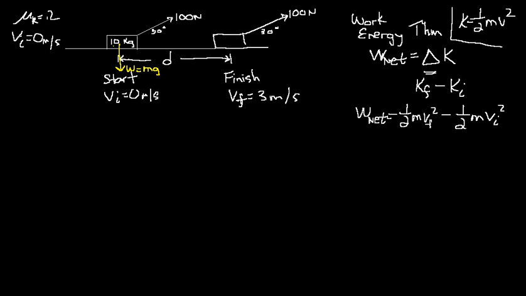So let's calculate the weight. 10 kilograms times little g, which is 9.8. 10 times 9.8 is 98 newtons. And you all should know that by now. If I use 10 kilograms, it's 10 times 9.8, so the weight will be 98 newtons.